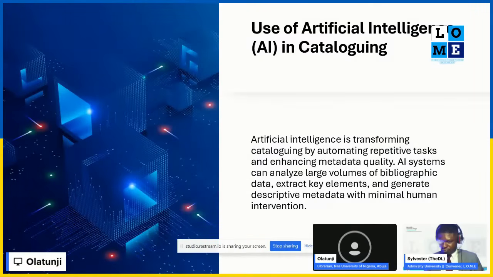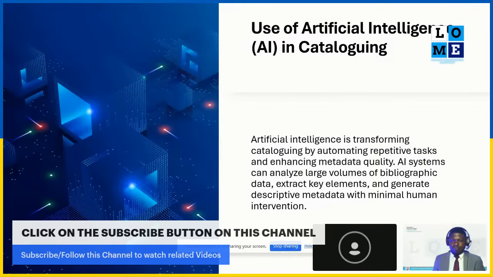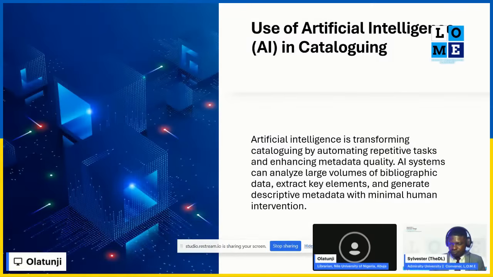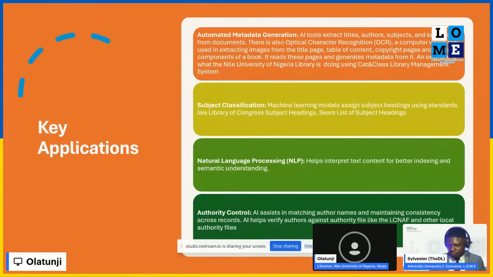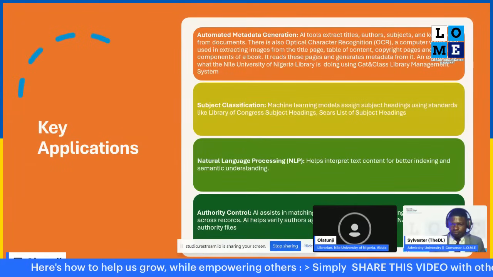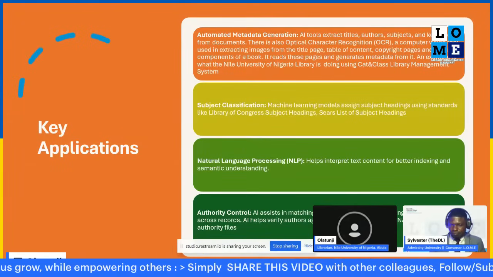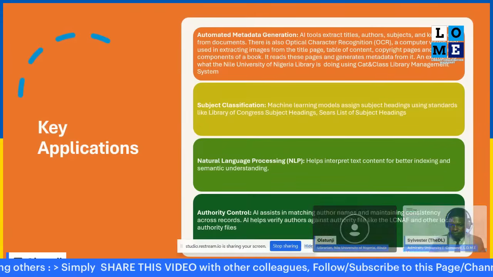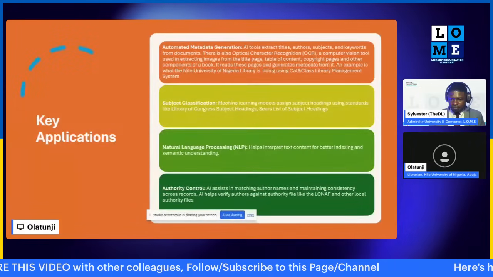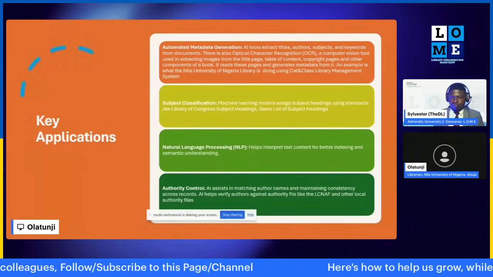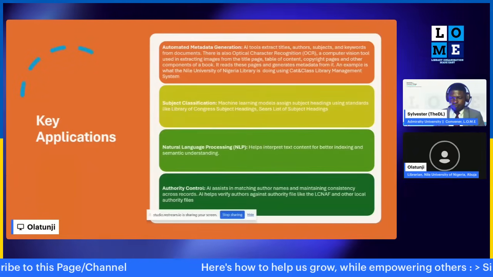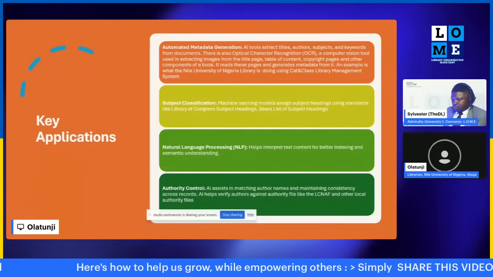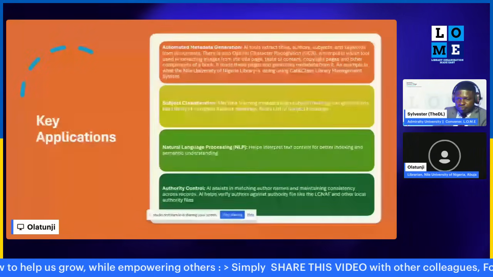Please permit me, I'm just going to be brushing through it, because the main focus of this particular presentation is the practical aspect of it. We say artificial intelligence is transforming how we do our cataloging, and also helps to automate repetitive tasks and enhance metadata quality. Then the key implications, because what I'm about to show you today is my own personal experience in my university library where I work. In Nile University of Nigeria, where I work, we've been able to, I would say, hack the cataloging process in a way.